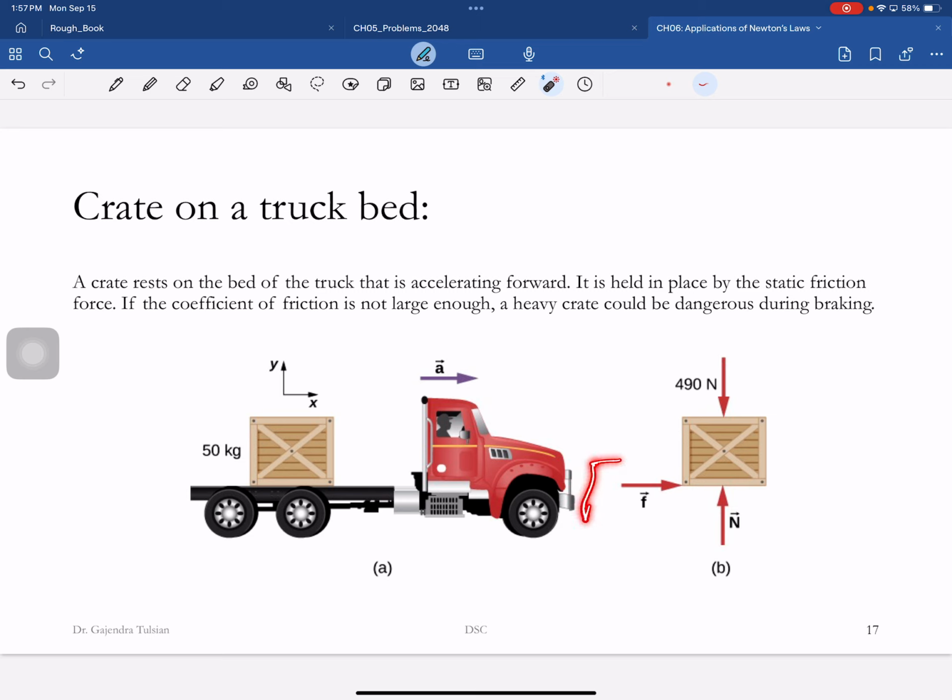Let's say you're driving the semi and a wall jumps in front of you. If a wall jumps in front of you and it stops you, you're hoping that the static friction force will stop the load. If the static friction force is not large enough, then the load will keep coming at you. So you get a double whammy: the wall in front and the heavy load. And this happens all the time.